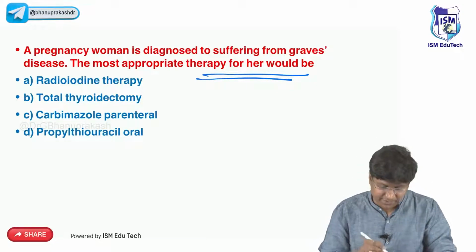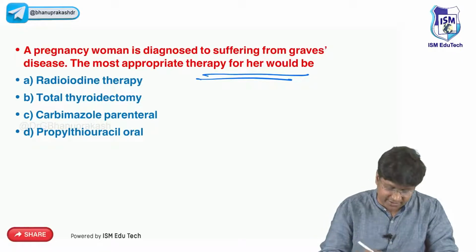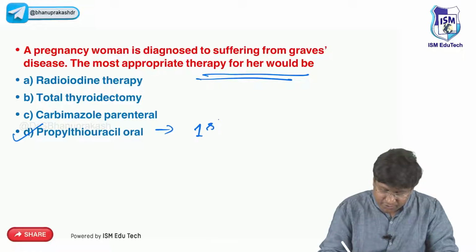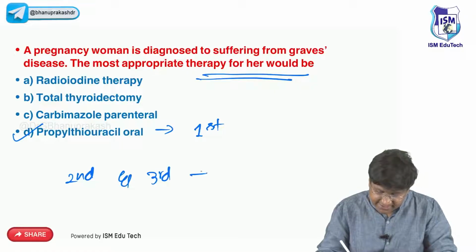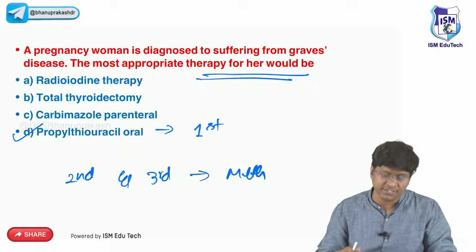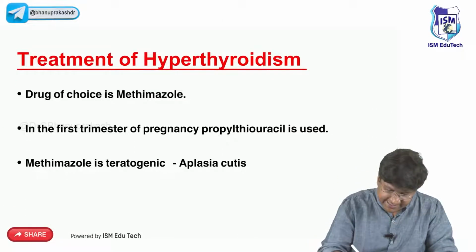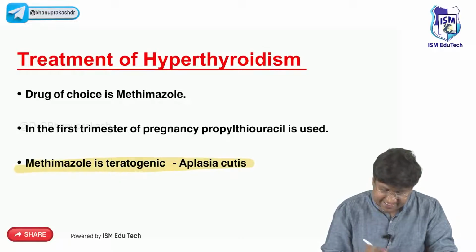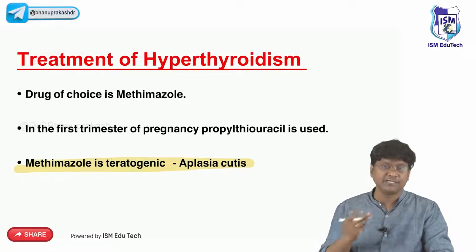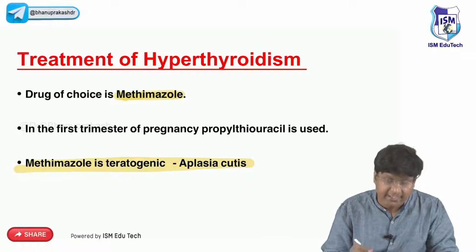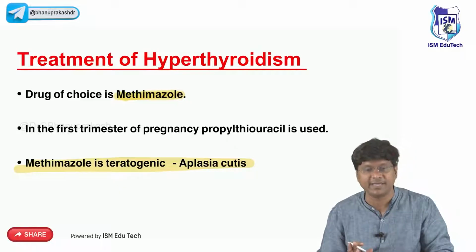If you see this question, pregnant woman, what is the antithyroid drug that you need to give? That is propylthiouracil. In the first trimester, we need to give propylthiouracil, whereas in the second as well as third trimester, the drug of choice will be methimazole. Now, why don't we give methimazole in the first trimester? Because methimazole is a teratogenic drug. It can cause aplasia cutis. That is the reason why we don't give methimazole in the first trimester, where there is organogenesis. Whereas the drug of choice in a non-pregnant individual will be methimazole.